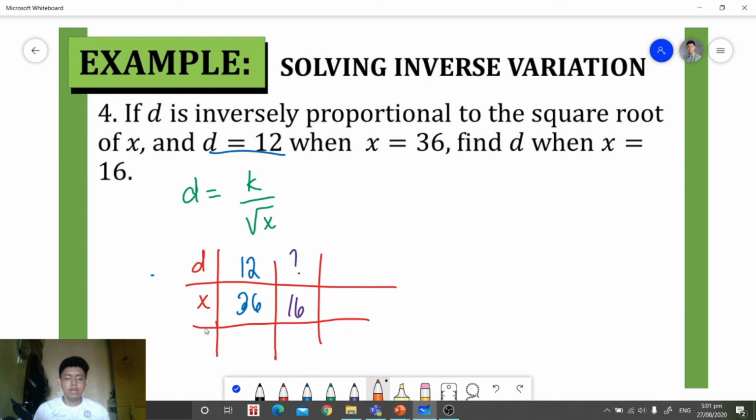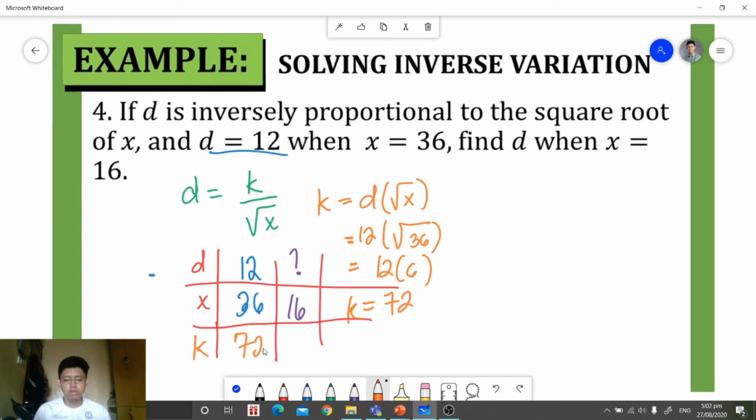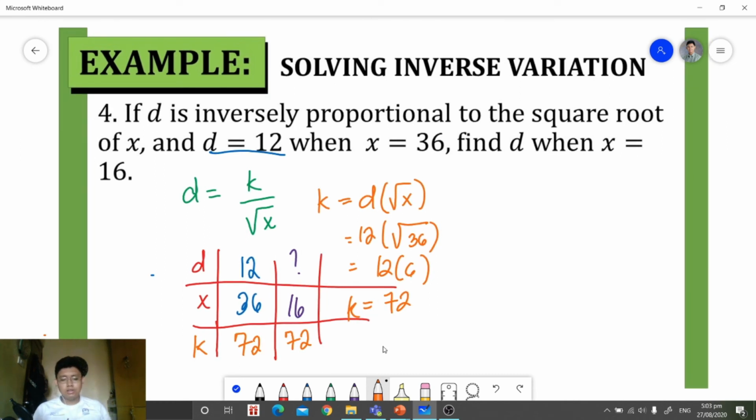So our constant variation is the product of our dependent variable and our independent variable. Take note that our independent variable is the square root of x. We need to substitute this given. So we have 12 times the square root of 36, and the square root of 36 is 6. So 12 times 6 we have 72, and that will be our constant variation. Since our constant variation is 72, the constant variation of all d and x will be 72.